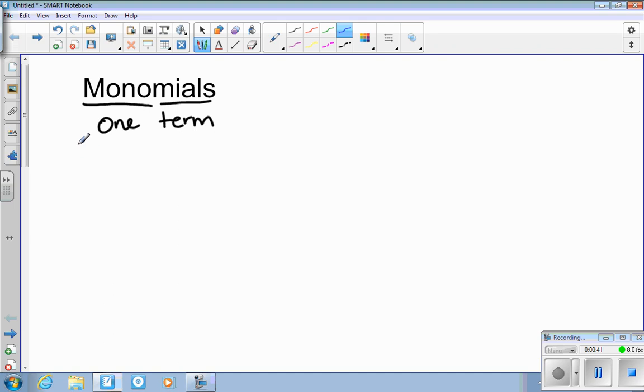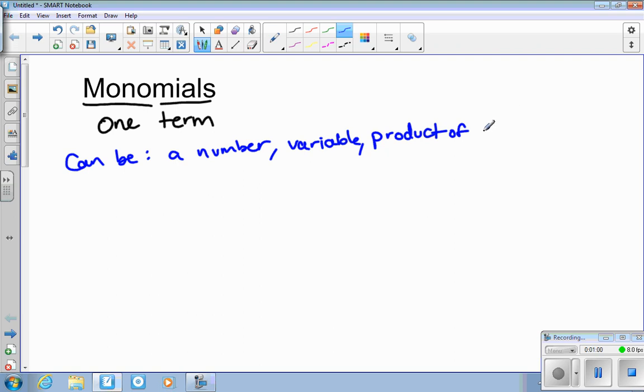Now that term can be a number, a variable, or the product. Remember, product means multiplication of a number and one or more variables. But it can't be anything that involves division by a variable. It can have division by a number, but we can't have division by a variable.